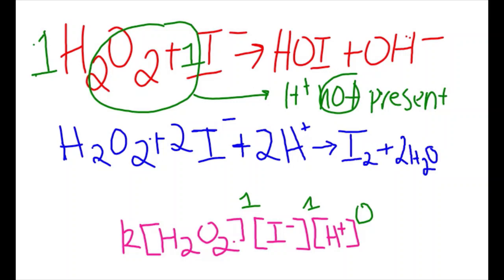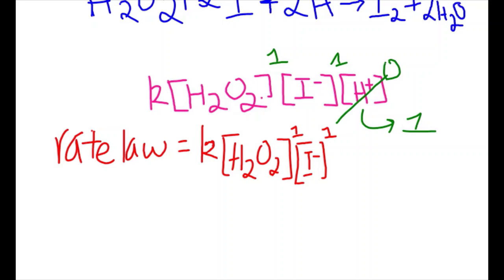H+ is not present within our slow step, meaning that it is zero order with respect to H+, and therefore gets a zero coefficient. Since anything to the power of 0 is just 1, our final rate law is rate equals k times [H2O2] to the power of 1 times [I-] to the power of 1.